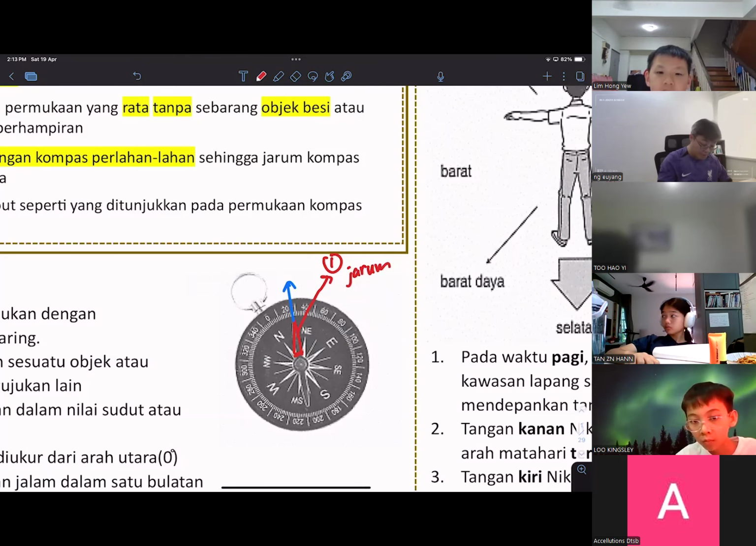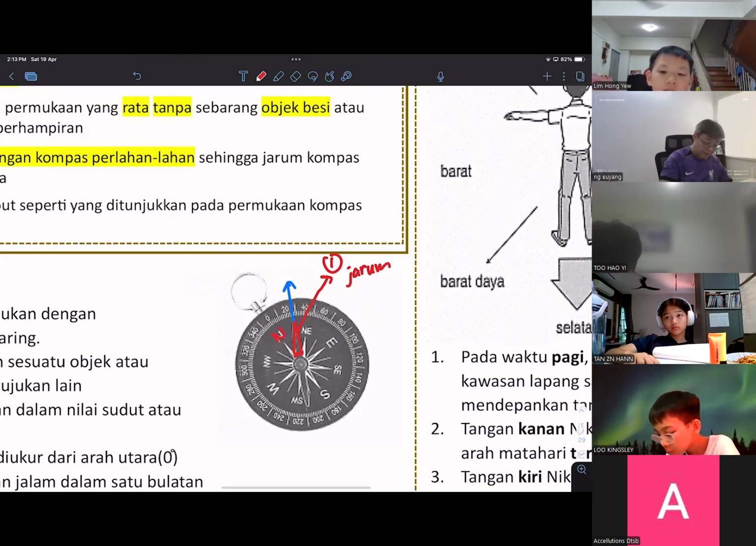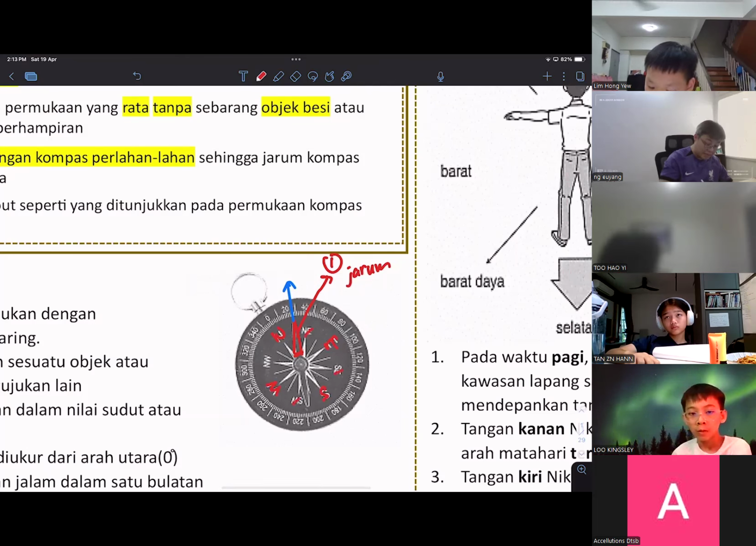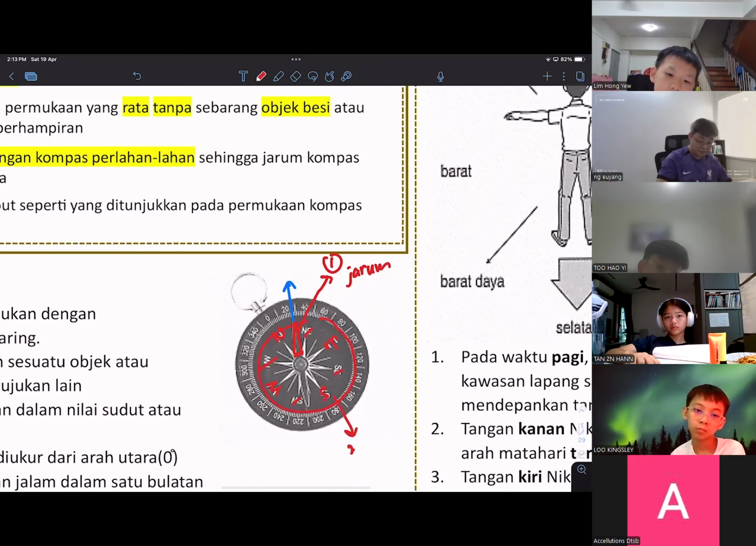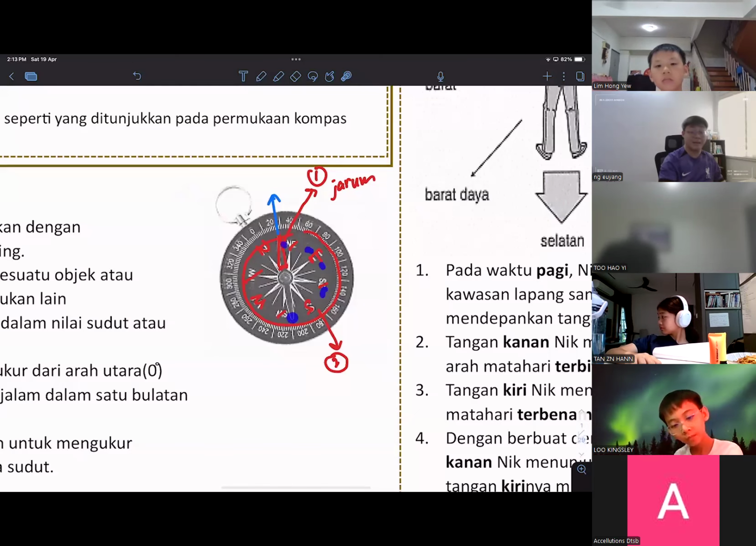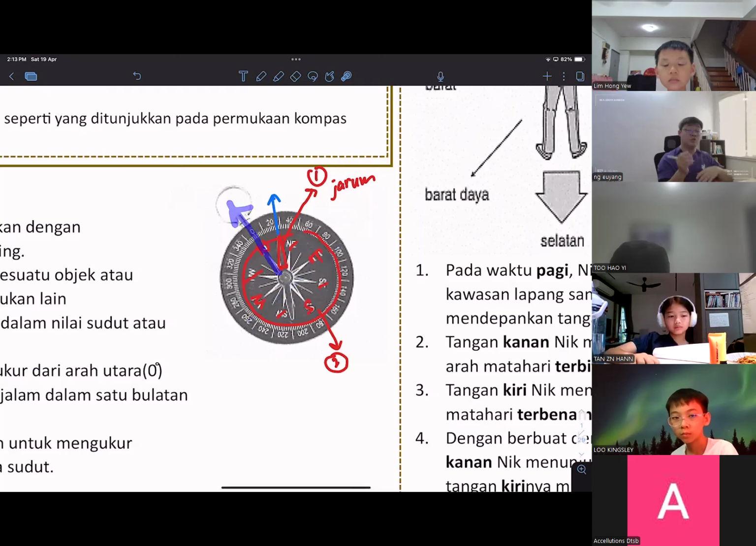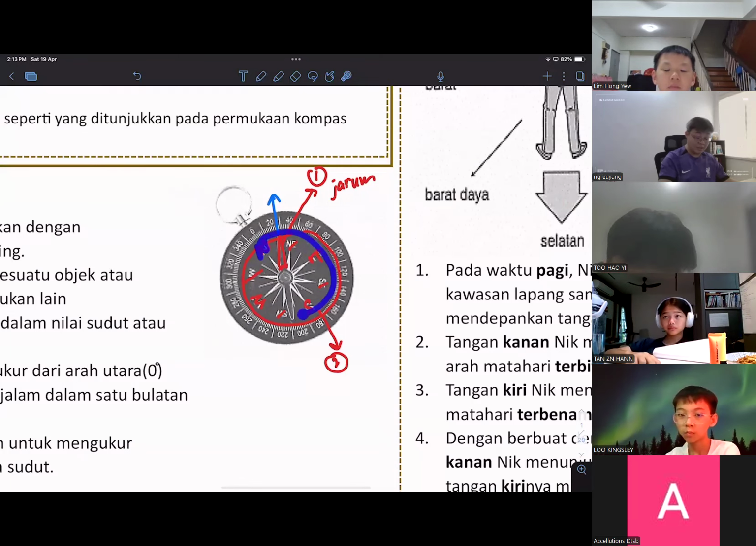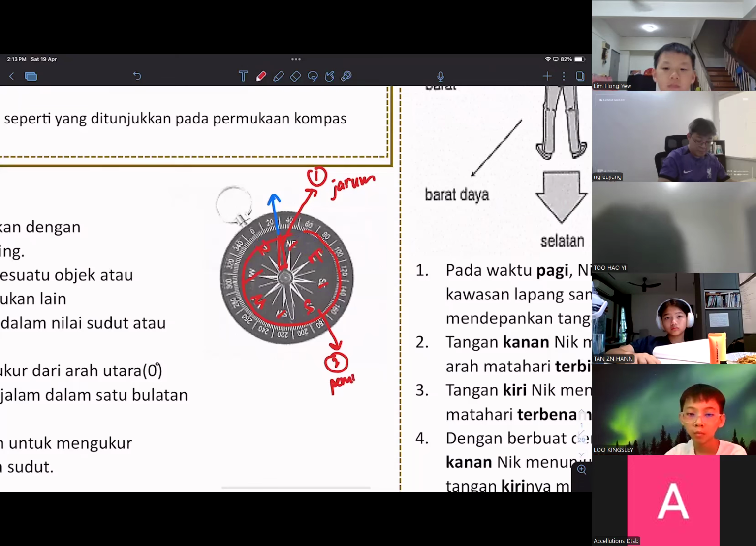And then for the whole compass, we have north, east, south, and west, including NE, SE, SW, and NW. So this is a surface. What do we call that? You have forgotten everything, well done. This is a surface that carries all the directions according to the bearing angle. This is pointing to the north, but actually it is the jarum that points. So we just have to adjust the end here. This is known as the structure permukaan.